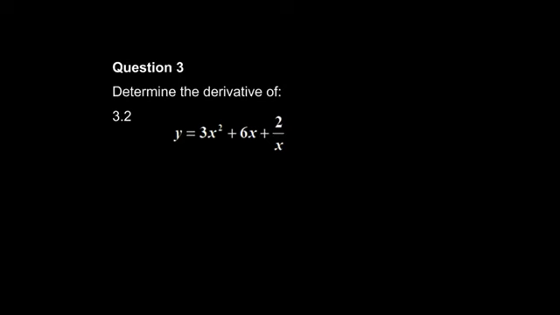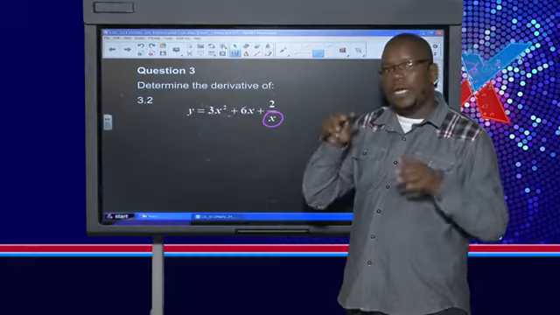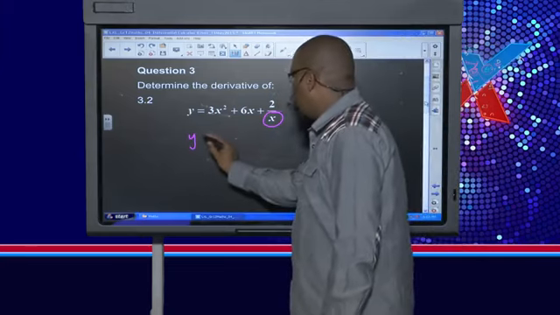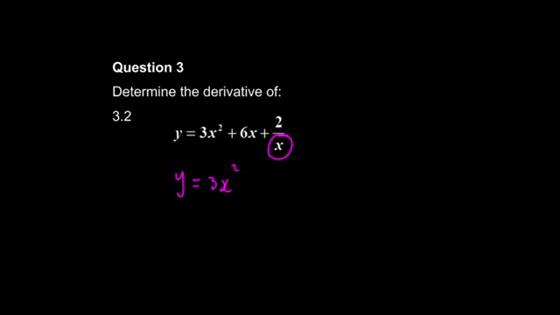Now, question 3. You need to find the derivative of y equals 3x squared plus 6x plus 2 divided by x. Now, we have to watch. Do we have x as our denominator? If you come here, there is x in our denominator. So what did we agree on? We don't want to have x as our denominator, so you have to take it up. It must always be x to an exponent. So you've got y equals 3x squared plus 6x plus 2x to the minus 1.